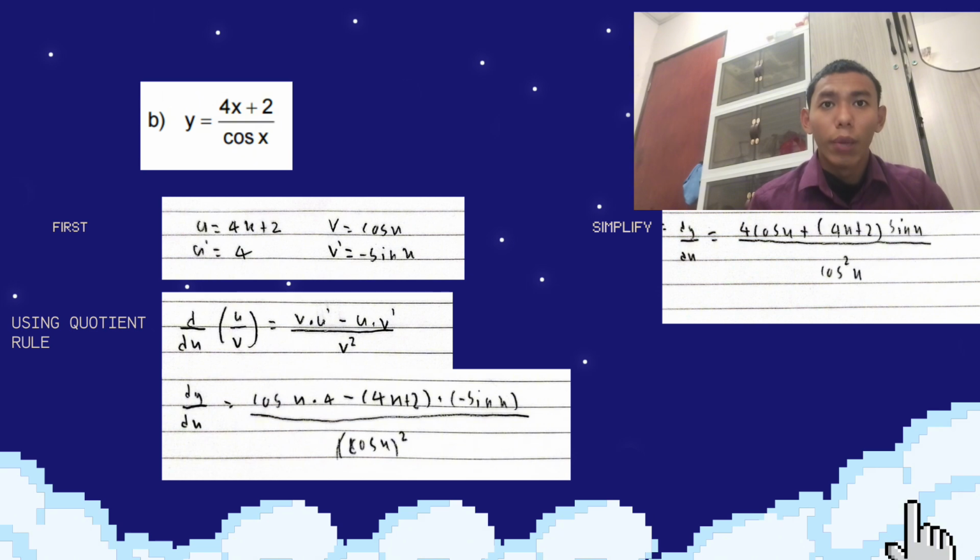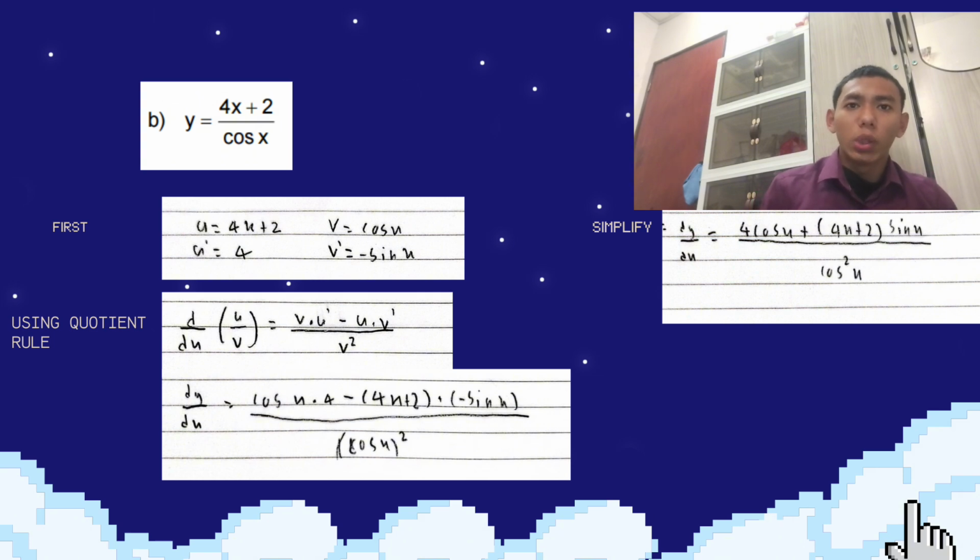For question B, the question is y equals (4x + 2) over cos x. Just like the other question just now, we just have to divide the function into u and v terms, where u is 4x + 2 and u prime is 4 after differentiation. For v equals cos x, v prime is negative sin x.